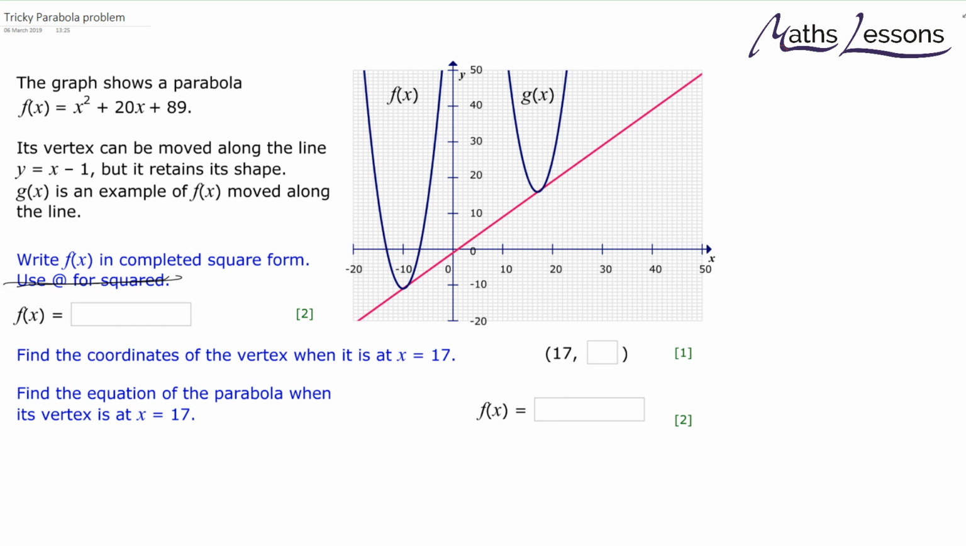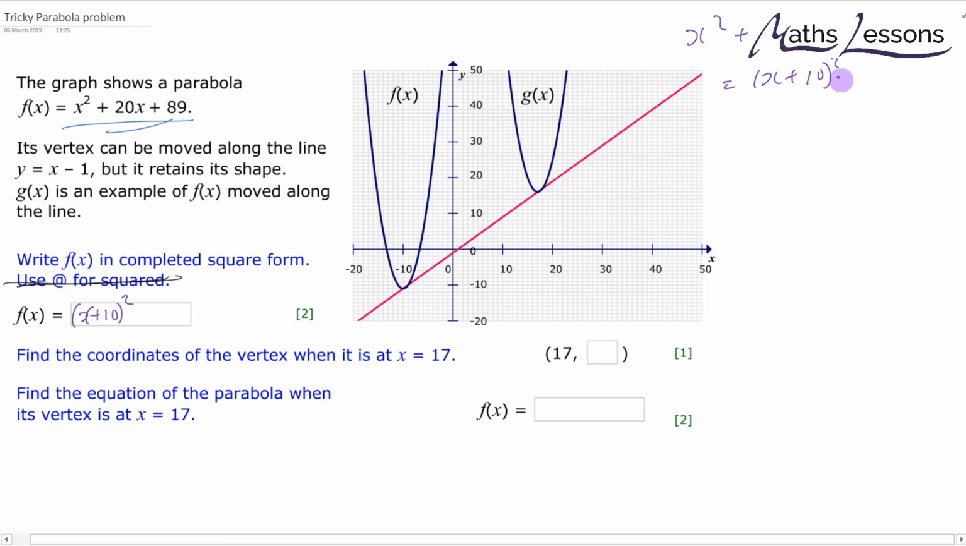Right, here we go. So we want to write this in completed square form up here. What we do is we halve this value, so you get x plus 10 all squared. If you remember, what I suggest you do is write x squared plus 20x plus 89 equals x plus 10 squared, subtract the 10 squared, and add on the 89. That's minus 100 plus 89, so that's going to give me minus 11. And we can see that corresponds to the coordinates of minus 10, minus 11 for that vertex there.